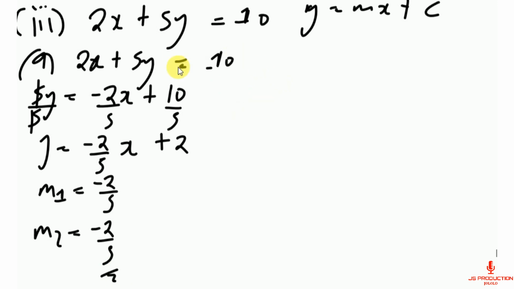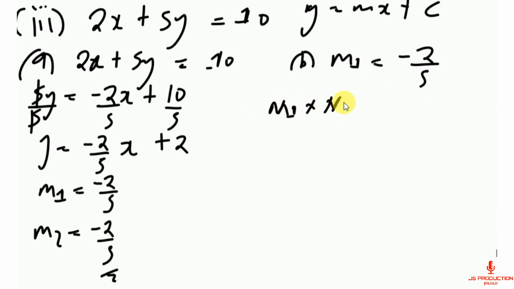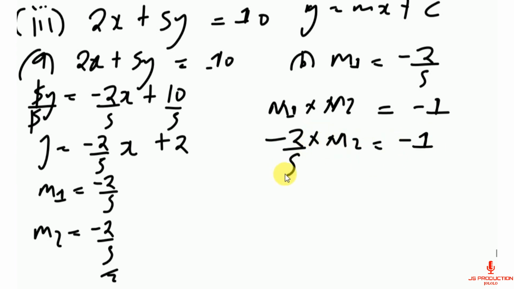Let us now look at B, finding the gradient of a perpendicular line. So we know that our gradient, our m1, is equal to negative 2 over 5. And we know that our m1 multiplied by our m2 of a perpendicular line is supposed to be equal to negative 1. So our m1 is negative 2 over 5, multiplied by m2 will be equal to negative 1. So we're going to have negative 2 over 5 m2 is equal to negative 1.